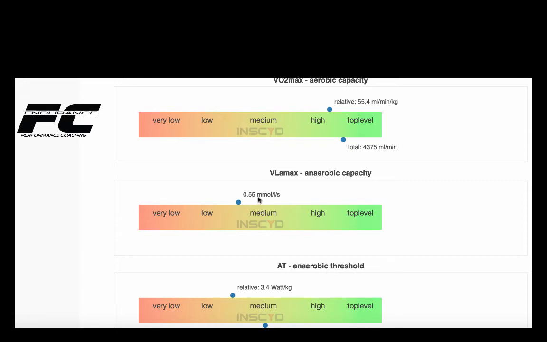Okay, so what I look at is, at 55 for your VO2 and at 0.55 for your VLA max, I ask myself, okay, which dial do we need to turn?